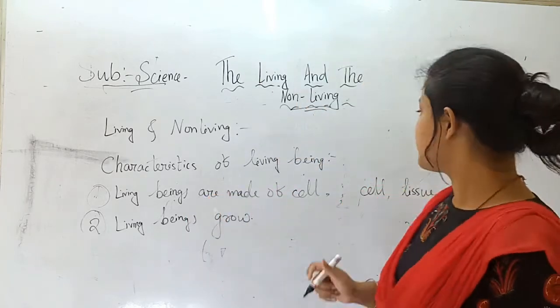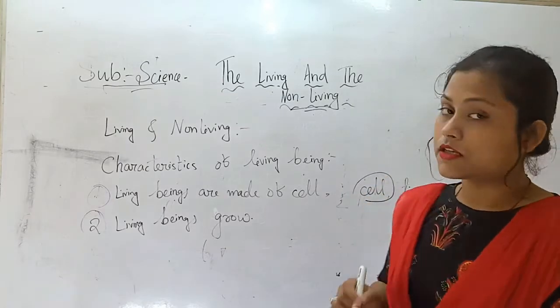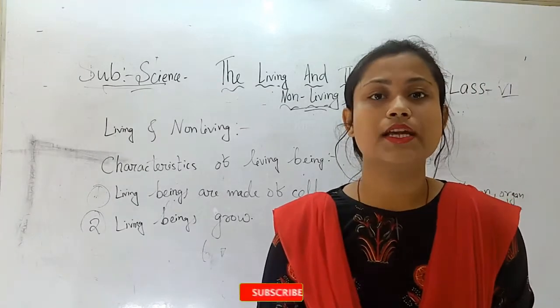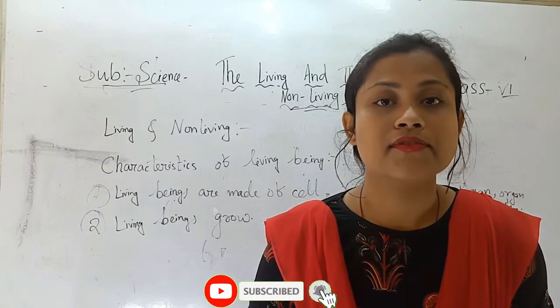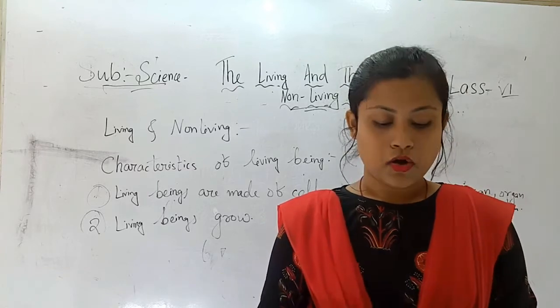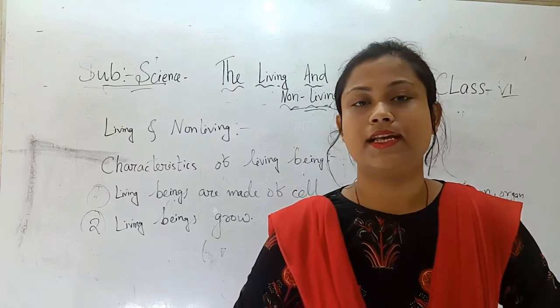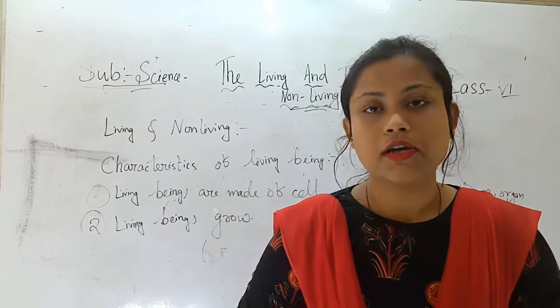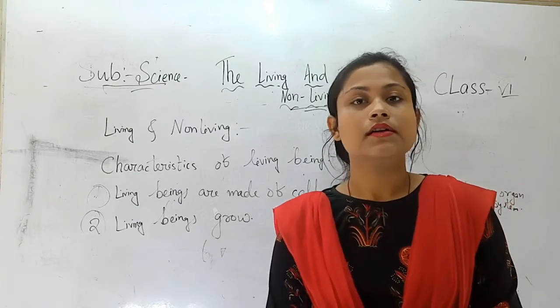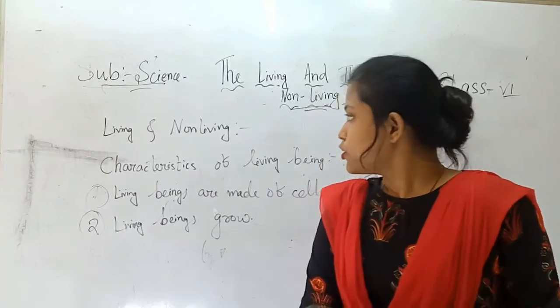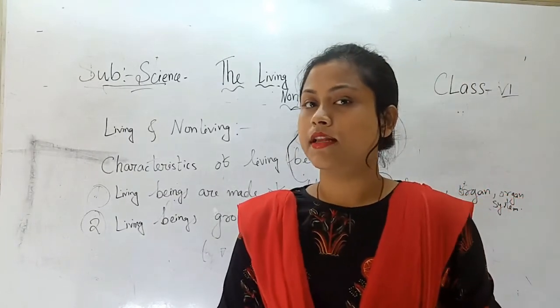Okay, so what is a cell? The structural or basic unit of life. It is called a cell. Okay, and there are different types of cells in our body. Okay, so in this chapter we will discuss these topics. Okay, so as I said, the similarity.